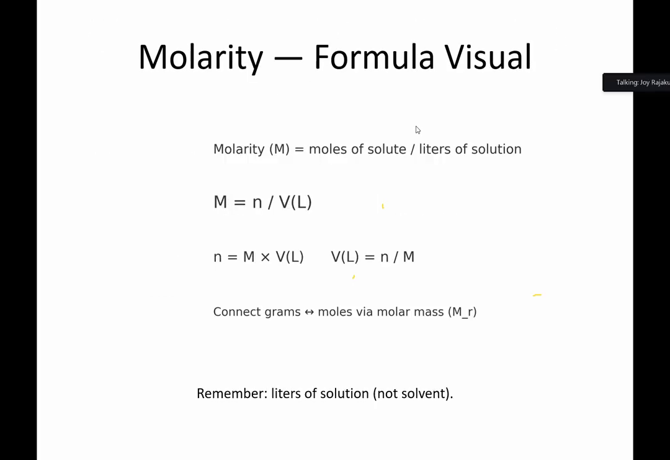Right. So here you have to remember, we are talking about the volume of solution, not the volume of solvent. Solution is the combination of solvent and solute after the solvation.